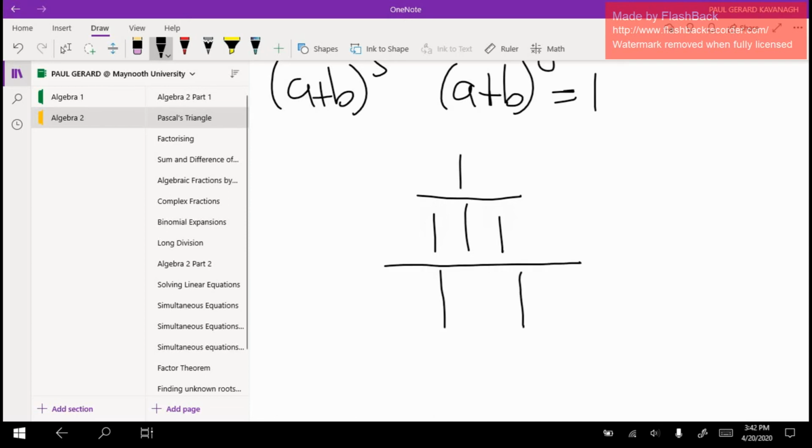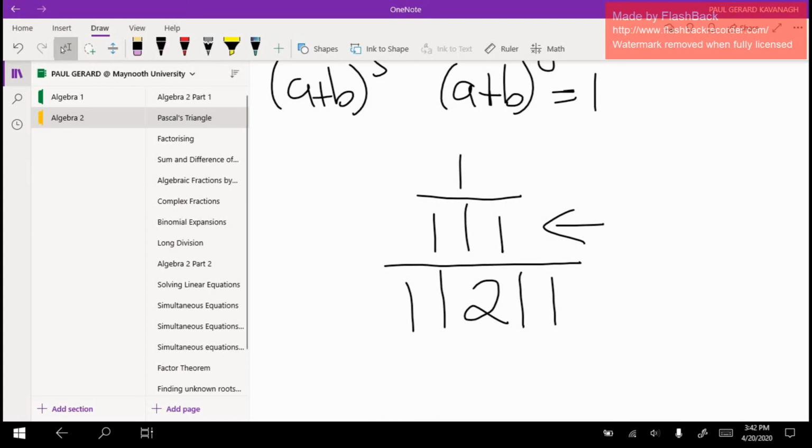Now this is where it gets different. What you do in this case is take the two ones in the row above, and the answer you get in between is the sum of these two. So 1 plus 1 is simply 2. That means the coefficient of the middle term is going to be 2. The coefficient of the first and last term is going to be 1.